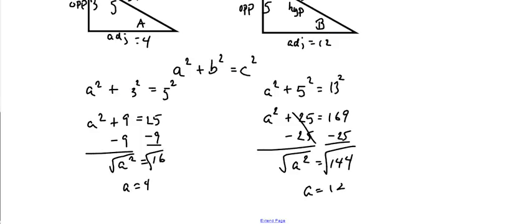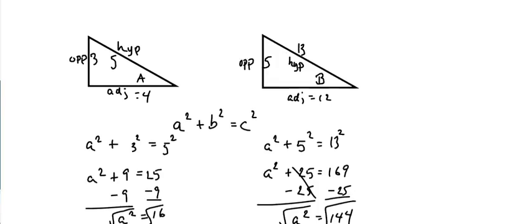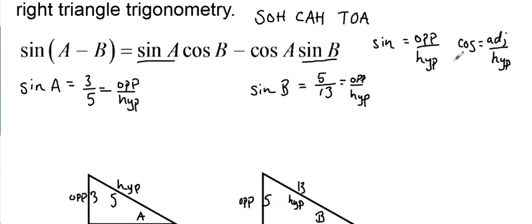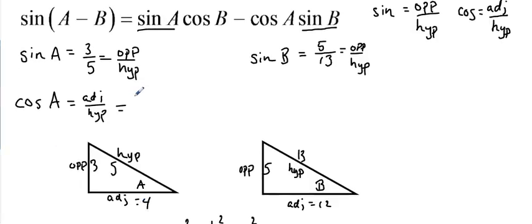Now, remember, we were doing all of this in order to find the cosine of both of these angles. So over here, I'm going to write cosine A. We know the ratio for cosine is adjacent over hypotenuse. The adjacent side for this triangle is 4, and the hypotenuse is 5. So that gives me the cosine of A. I can underline that.